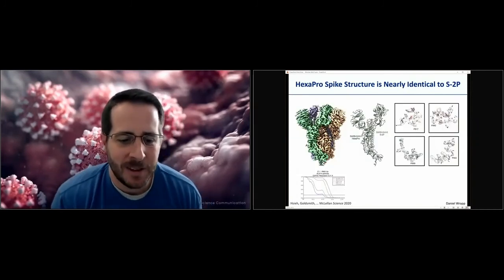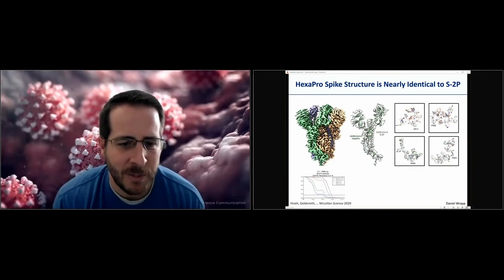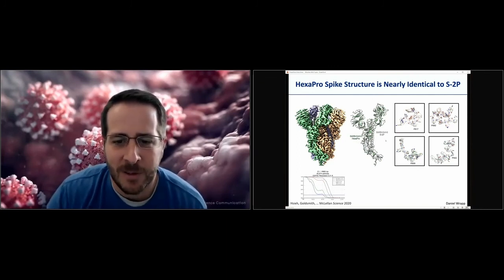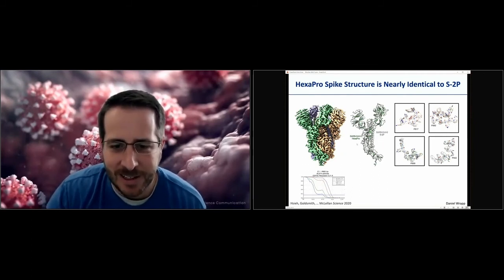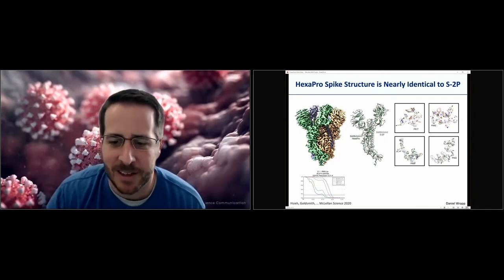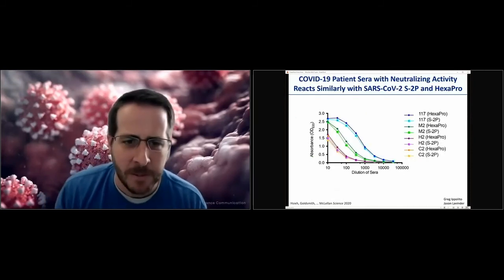We determined a high-res structure. So Daniel did this. We got about a 3.2 angstrom cryo-EM structure of Hexapro, shown in green. We compare it to SARS-CoV-2 in white. Basically identical in the S2 region. It didn't really affect any of these portions where we introduced the prolines. The 4 prolines we introduced, the density was really nice. They adopted the conformation we designed them to adopt.